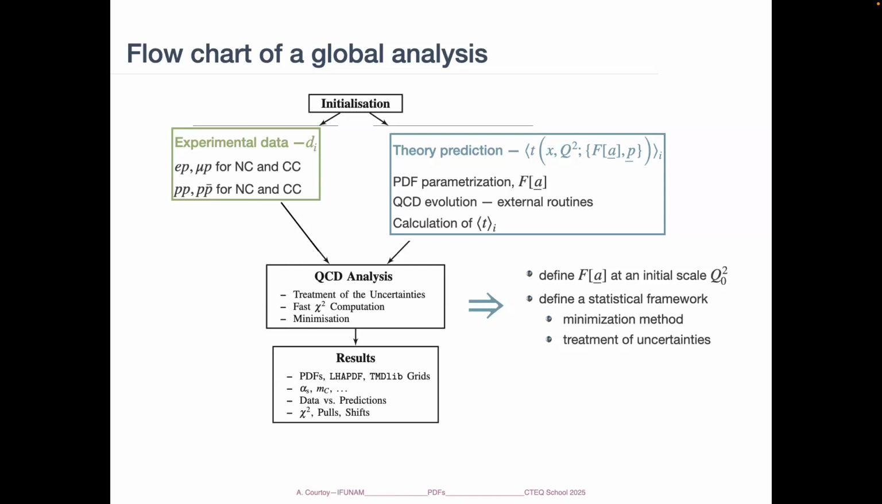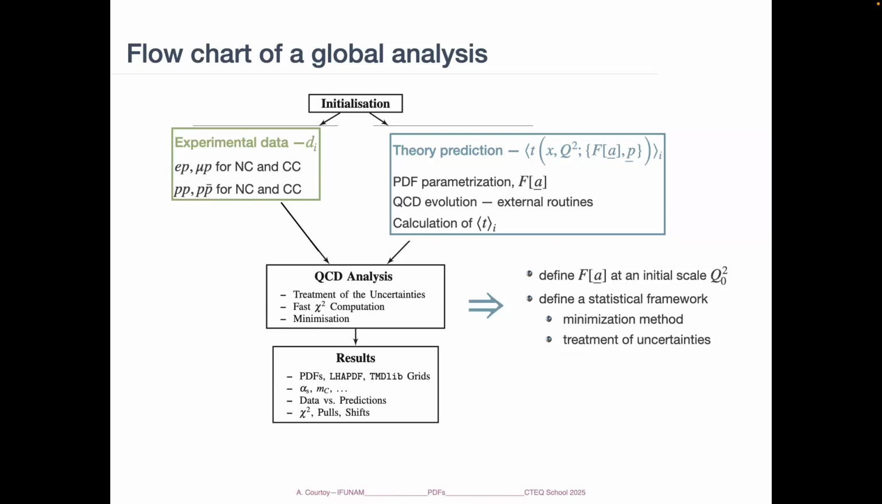So that's the same scheme as I showed you before. On the left-hand side, you would have the experimental data, the theory prediction, and then you really have different things. So you have PDF parameterization, which I told you about before, QCD evolution, the external routines, and you have to evaluate the theory, and then you do the QCD analysis, and then you have to choose, right? Every line here is a choice, okay? And then in principle, you should make more than one choice, okay?